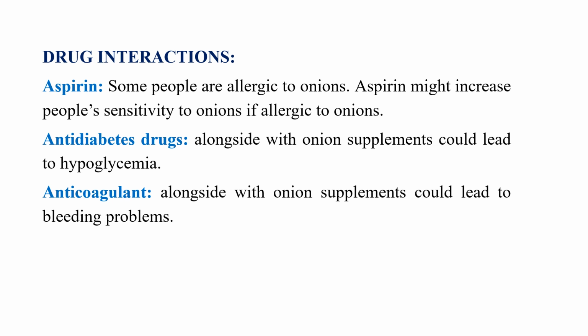Also, anti-diabetic drugs alongside the onion supplement could lead to hypoglycemia, so patients receiving both anti-diabetic drugs and onion supplement should monitor their blood sugar level daily. Also, the use of anticoagulants alongside the onion supplement could lead to bleeding problems because of its fibrinolytic effect. So onion supplements should be avoided while you are using anticoagulants.